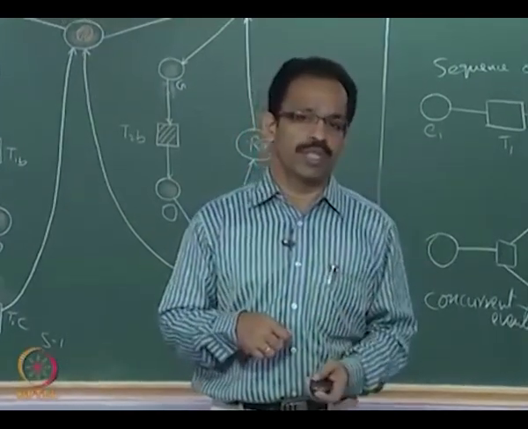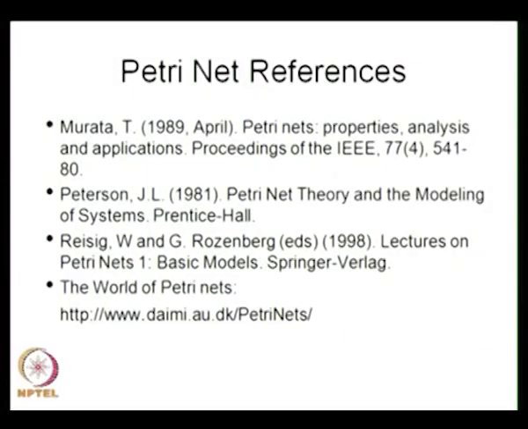If you want to know more about Petri nets, you can see these references. There are a lot of references available, so you can go through any of them: Murata 1989, Peterson 81, and of course Reisig and Rozenberg 1998. There are also a lot of internet resources available. You can search for Petri net and you will get a lot of examples and case studies. So you can learn more about the use of Petri nets for system design, and practical examples can be easily obtained from these kinds of resources.